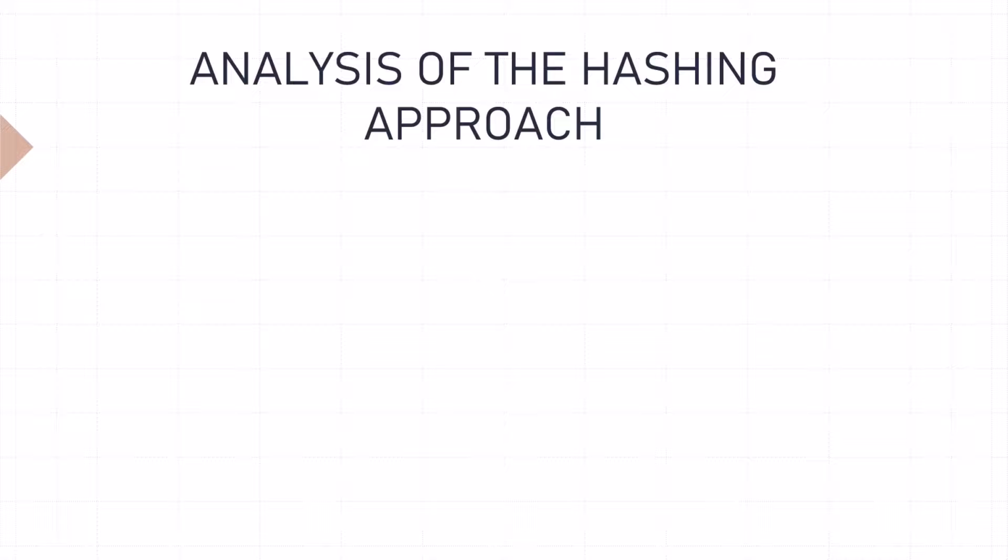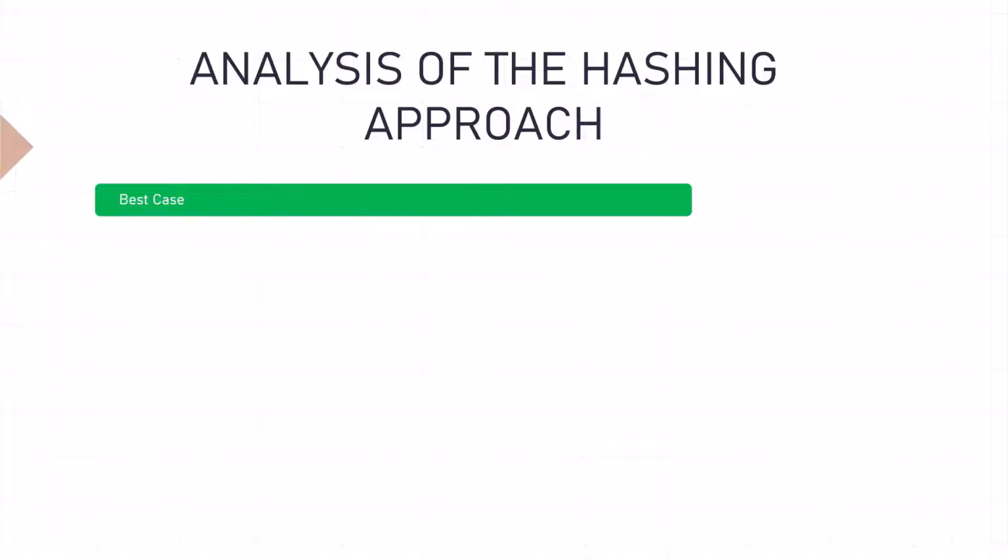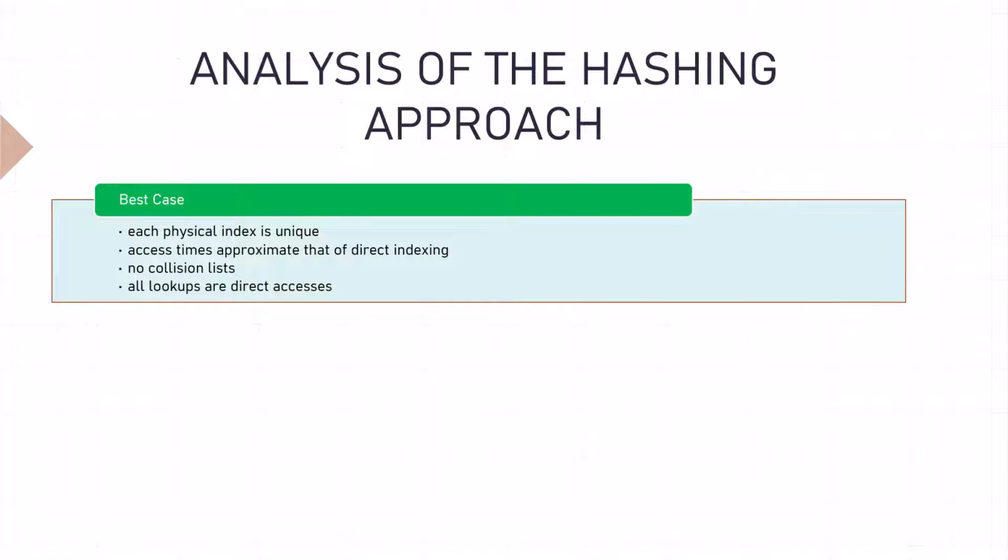Let's now analyze the hashing approach. The best case would be if we had a replication of direct indexing wherein each physical index is unique, so access times approximate that of direct indexing. There are no collision lists because each index is unique and all lookups are direct accesses, but this is very rare because we would have to evenly spread out the logical indexes, or locations if you like, in the logical space or the logical array.